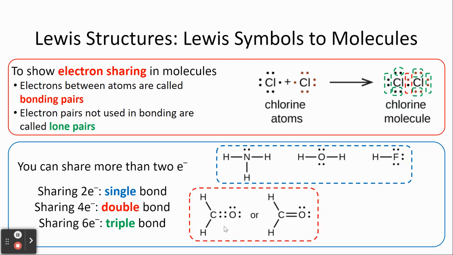Now, for double bonds, we have a sharing of 4 electrons, or 2 pairs of electrons. So we have a double bond here between oxygen and carbon. It's 2 pairs of electrons, or a total of 4 electrons being shared between carbon and oxygen. And a triple bond is where we've got 3 pairs of electrons, or 6 total electrons being shared between atoms. So this would represent a triple bond between carbon and oxygen.